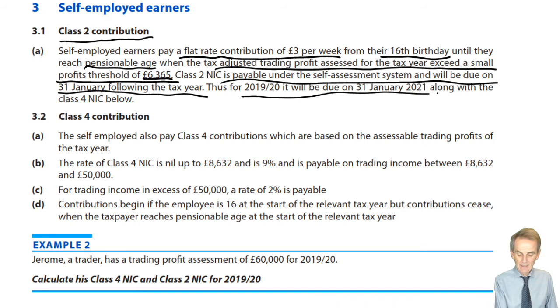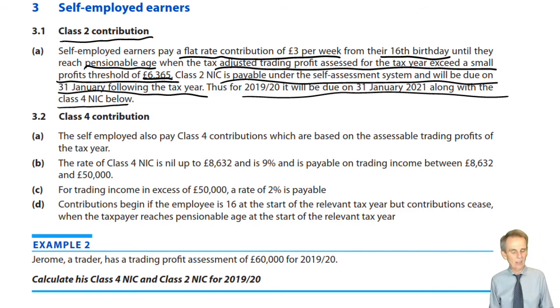And again, as we said there, 31st of January 21, along with the Class 4 NIC. Now, this is your main figure. £3 a week is a tiny amount by comparison to the figures we were looking at with Class 1. Class 4 is your main calculation. But again, read the question carefully.